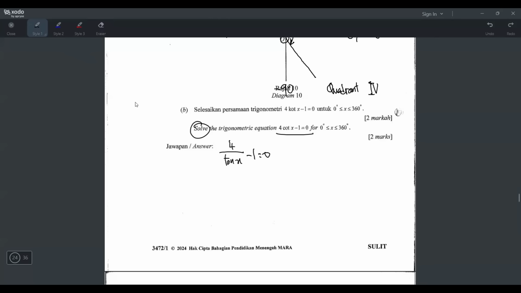And for those who don't understand, it's because 4 times cot, and cot is 1 over tan. And then when you multiply, you multiply the top only. So that's why I do it fast. I straight away write the top like this, right?